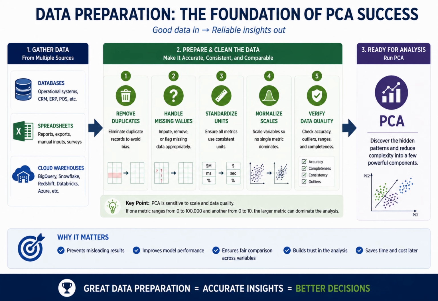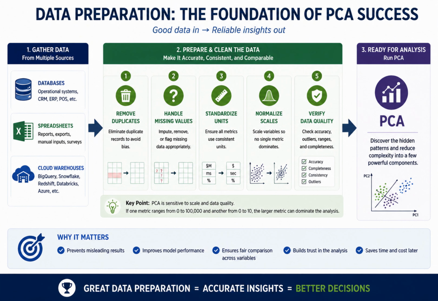Remove duplicates. Handle missing values. Standardize units. Normalize scales, and verify data quality. This is critical because PCA is sensitive to scale. If one variable ranges from 0 to 10 and another ranges from 0 to 100,000, the larger variable can dominate the analysis. Good data preparation leads to reliable insights. Poor data preparation leads to misleading conclusions. Simply put, better data in, better decisions out.